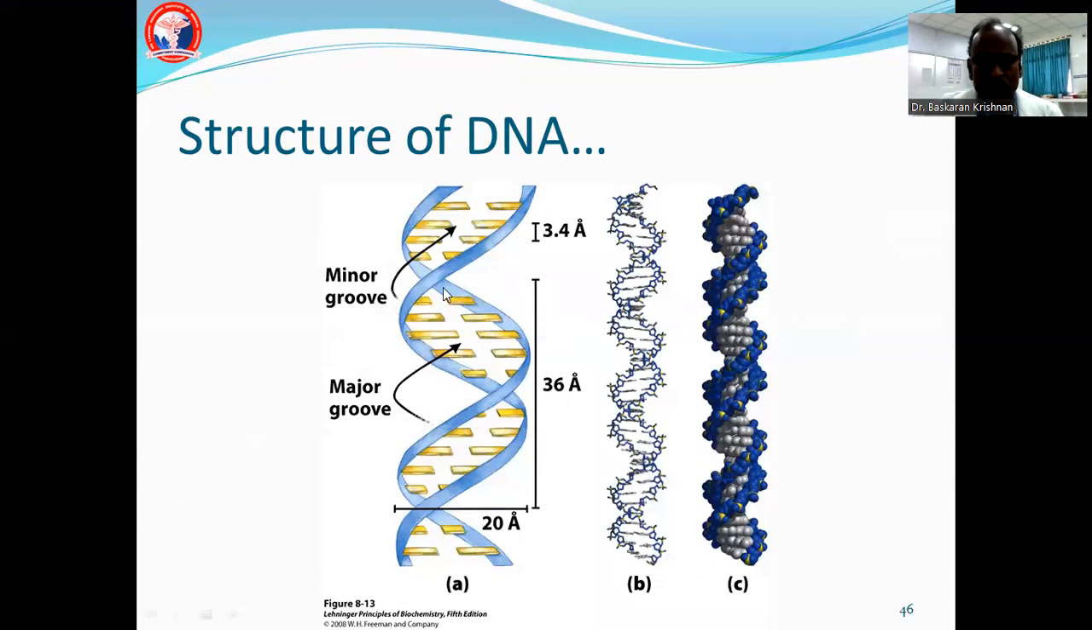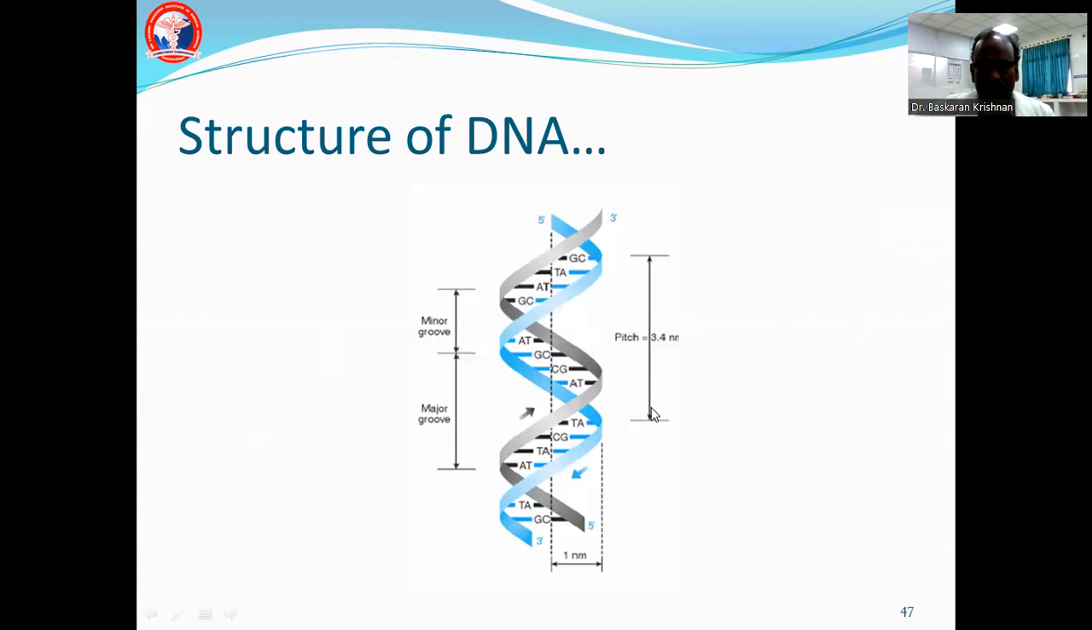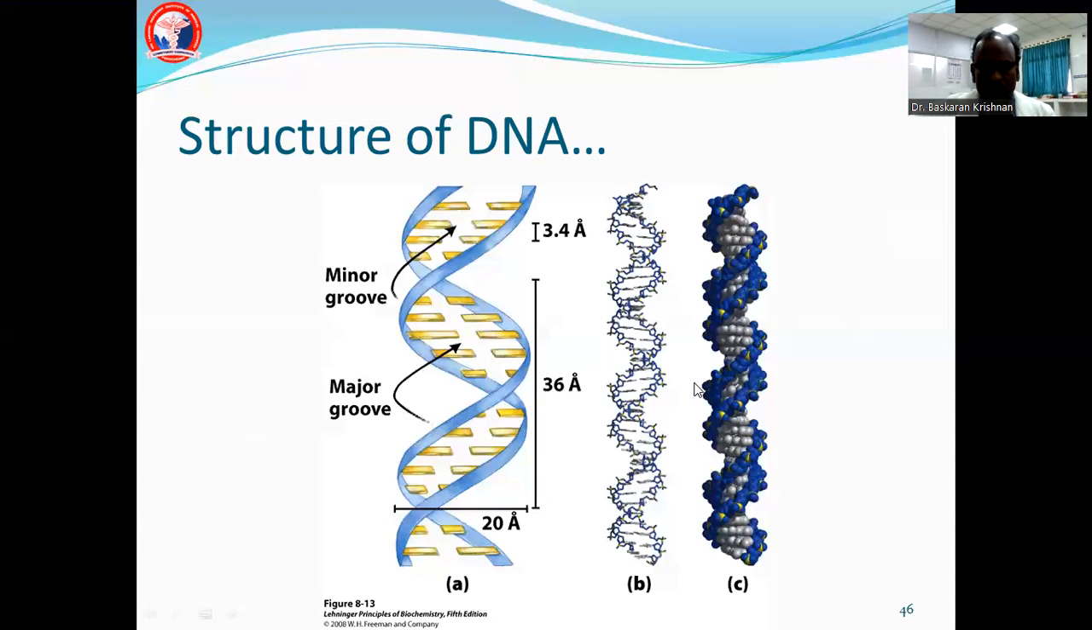This picture shows the Watson-Crick DNA model, or B-DNA. This is one complete turn, which is given in Angstrom units. Let's go to this other one. Here, 10 base pairs; we can count them: 1, 2, 3, 4, 5, 6, 7, 8, 9, 10. So that is 10 base pairs in a complete turn. That means it's the Watson-Crick model.